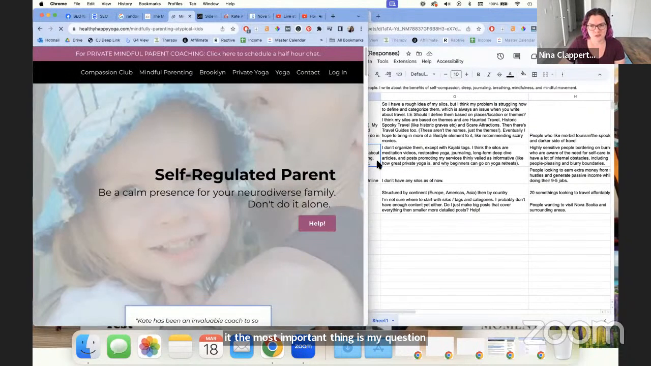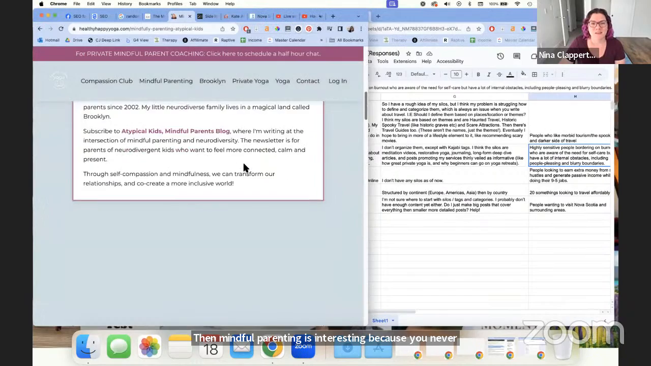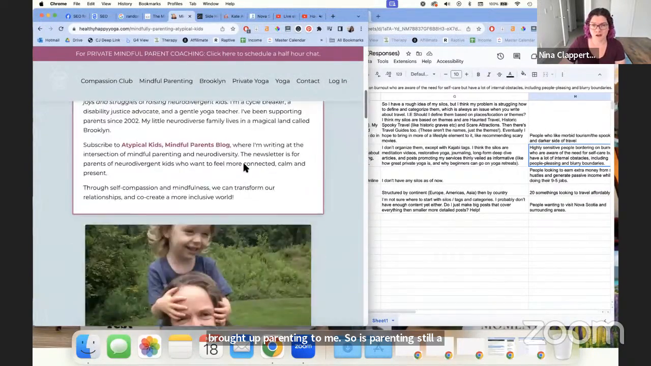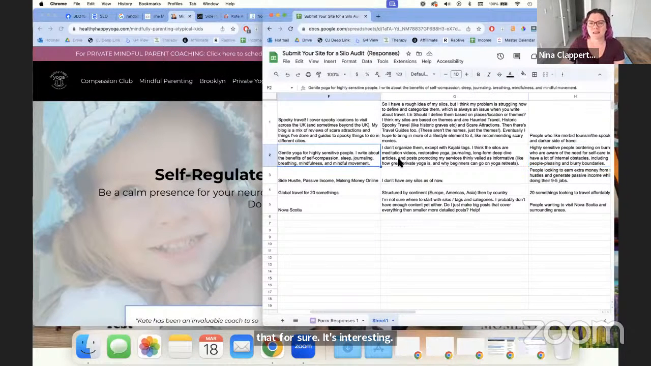Then mindful parenting is interesting because you never brought up parenting to me. So is parenting still a part of what you're focusing on, or is it not anymore? If it's not a focus anymore, then we need to get rid of that for sure. It's interesting, because I think it does fit with mindfulness and I can see how that connects. But if that's not really going to be a focus of your content, it's not really your niche.